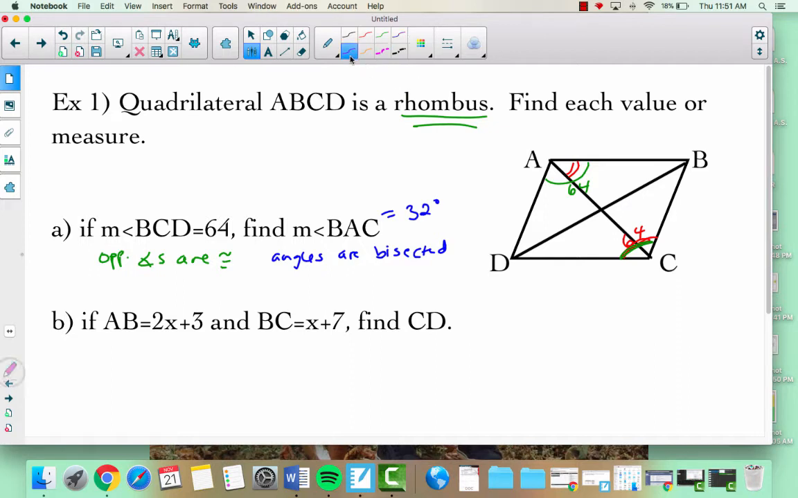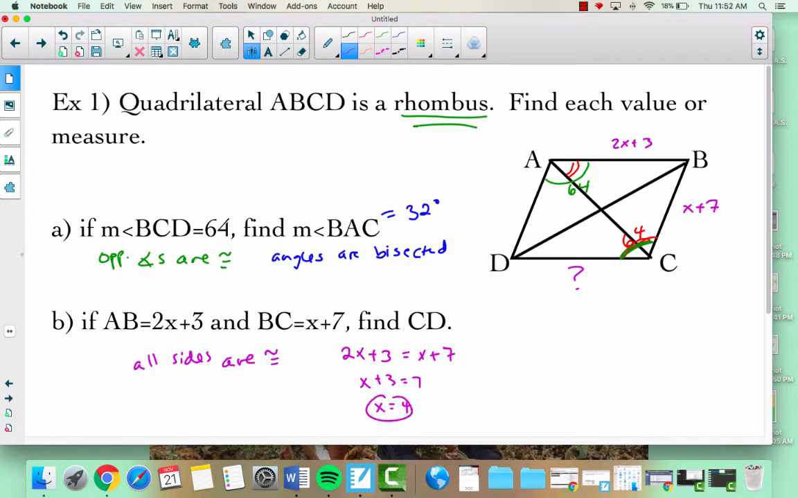And part B says if AB is 2x plus 3, so that's this top side, and BC is x plus 7, they want you to find the length of CD. So in a rhombus, remember that all sides are congruent, which means I can set the two equations equal to each other. So 2x plus 3 equals x plus 7. We could go ahead and solve for x. So we'd get x plus 3 equals 7. Subtract 3, we get x equals 4.